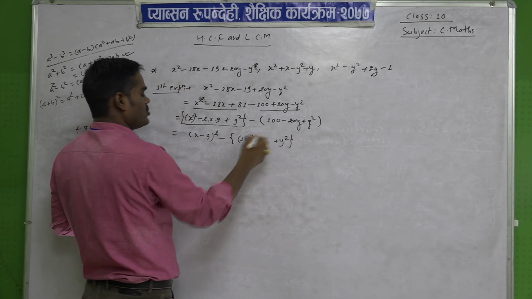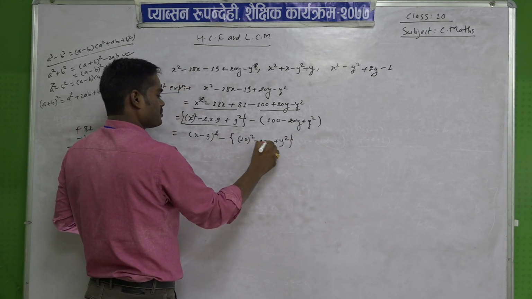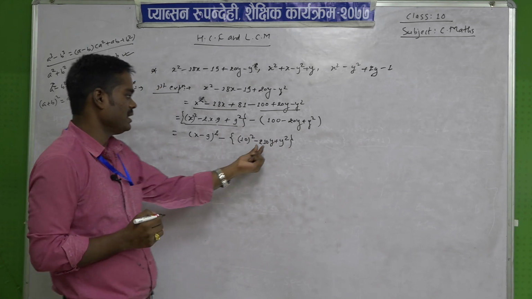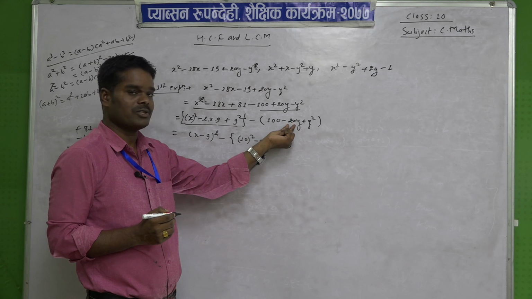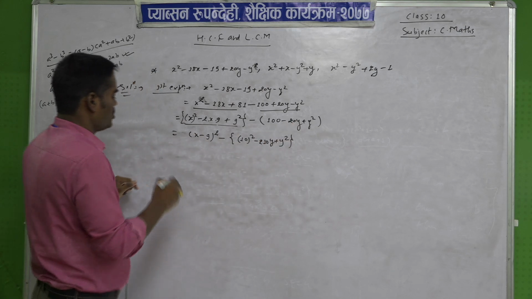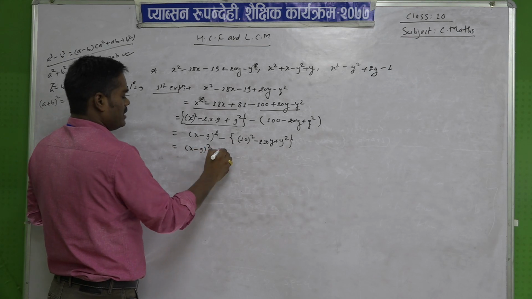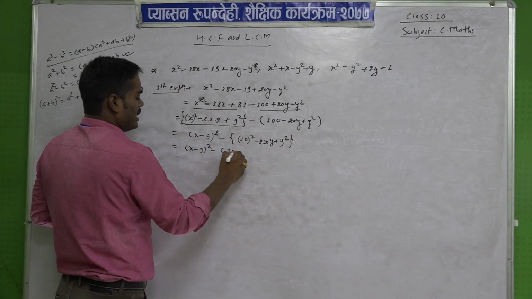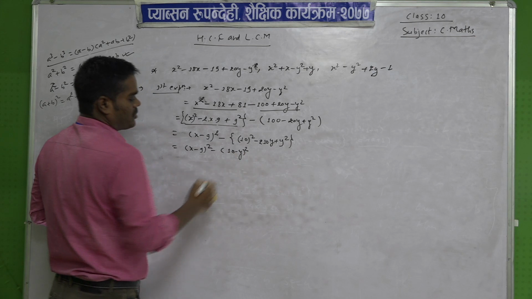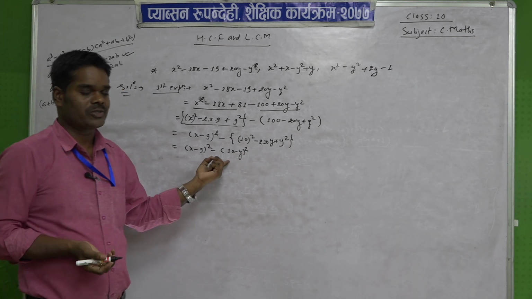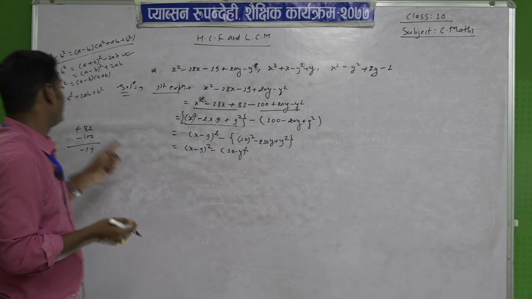Y square. Now use formula 2, a means 10, b means y, and 2 times 10 is 20, so here is also 20y, here is also 20y. So you can write x minus 9 whole square, and this is 10 minus y whole square. So you can write this as y minus 10 whole square also, or 10 minus y whole square also, because the result is the same.